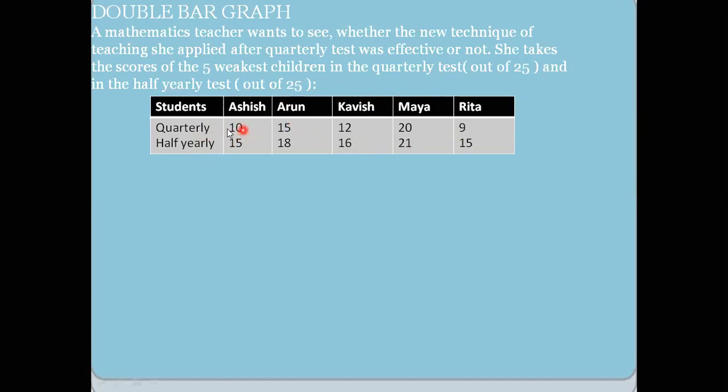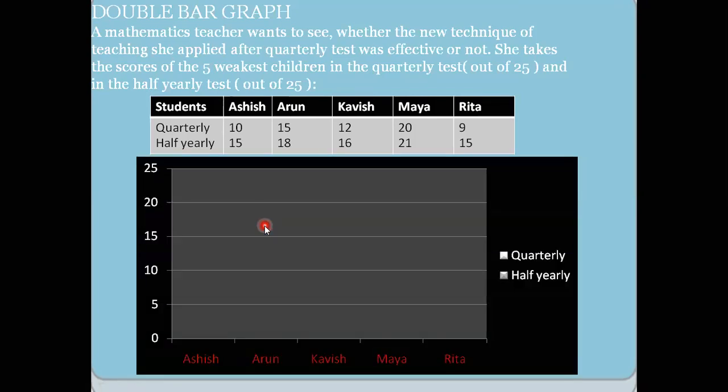So this is the data. Students: Ashish, Arun, Kavish, Maya, Rita. In the quarterly exam they have got marks, and in the half-yearly exam also they have got marks. This is the data. Before, we have seen only one bar graph. Now here you have to make a double bar graph. So how will you do this? How will you represent this data by using a double bar graph?